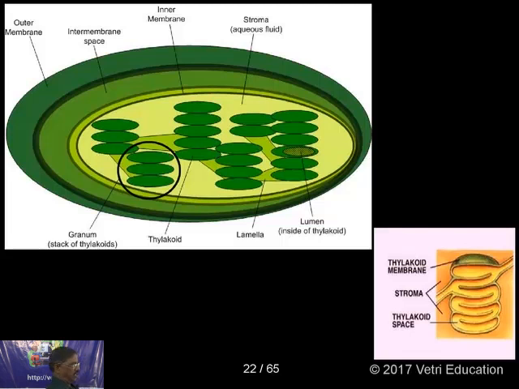Here another diagram is given. The thylakoids inside the stroma are plate-like structures with space in between. All the photosynthetic pigments are located in the thylakoids only.